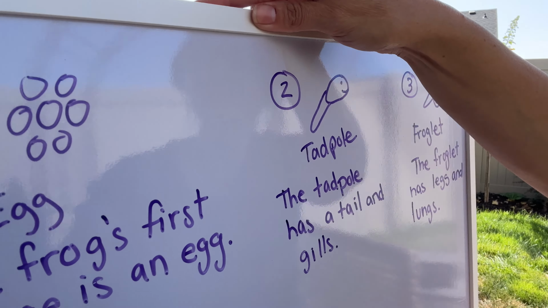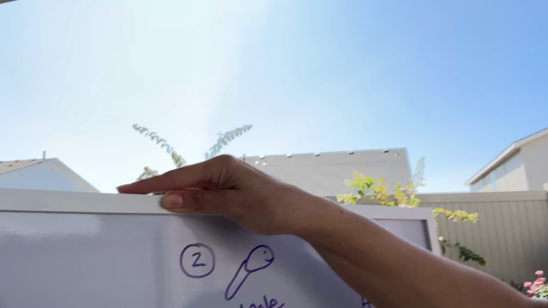Who can tell me the first phase in a frog's life cycle? Right, an egg. Frogs lay fertilized eggs. And we're going to draw a picture. Looks like this. And let's write a sentence about this stage in a frog's life. Who can help me write this sentence?